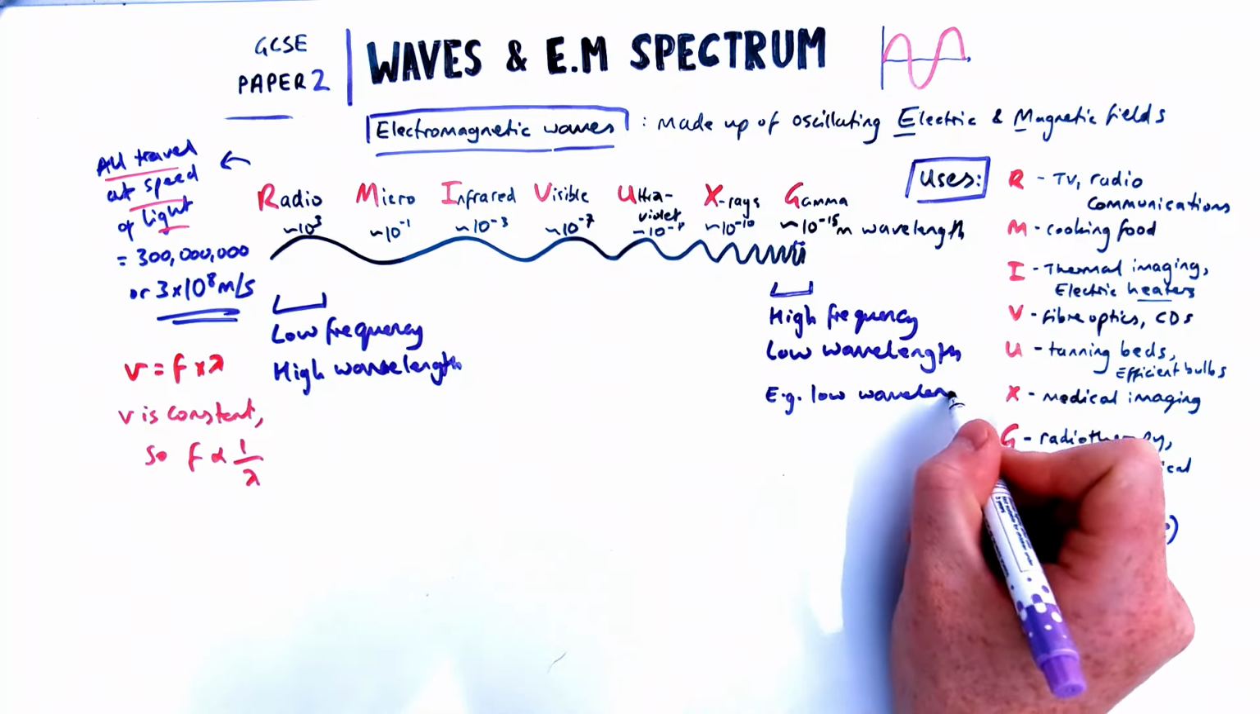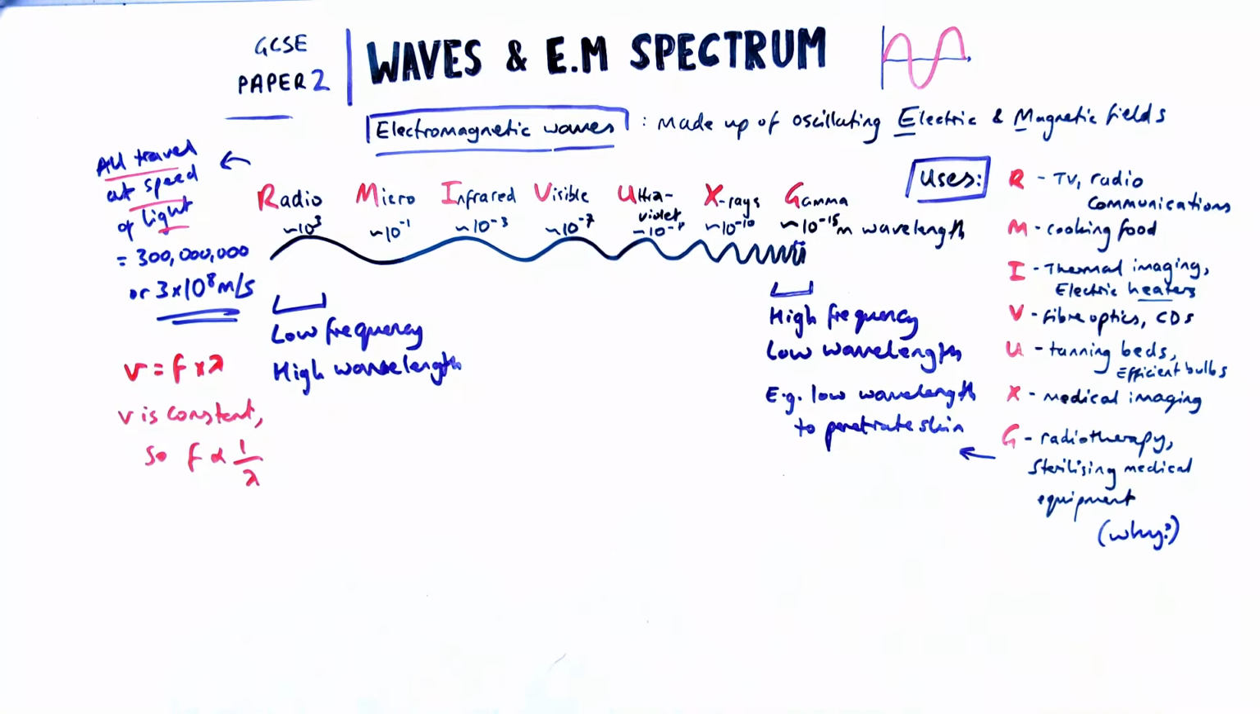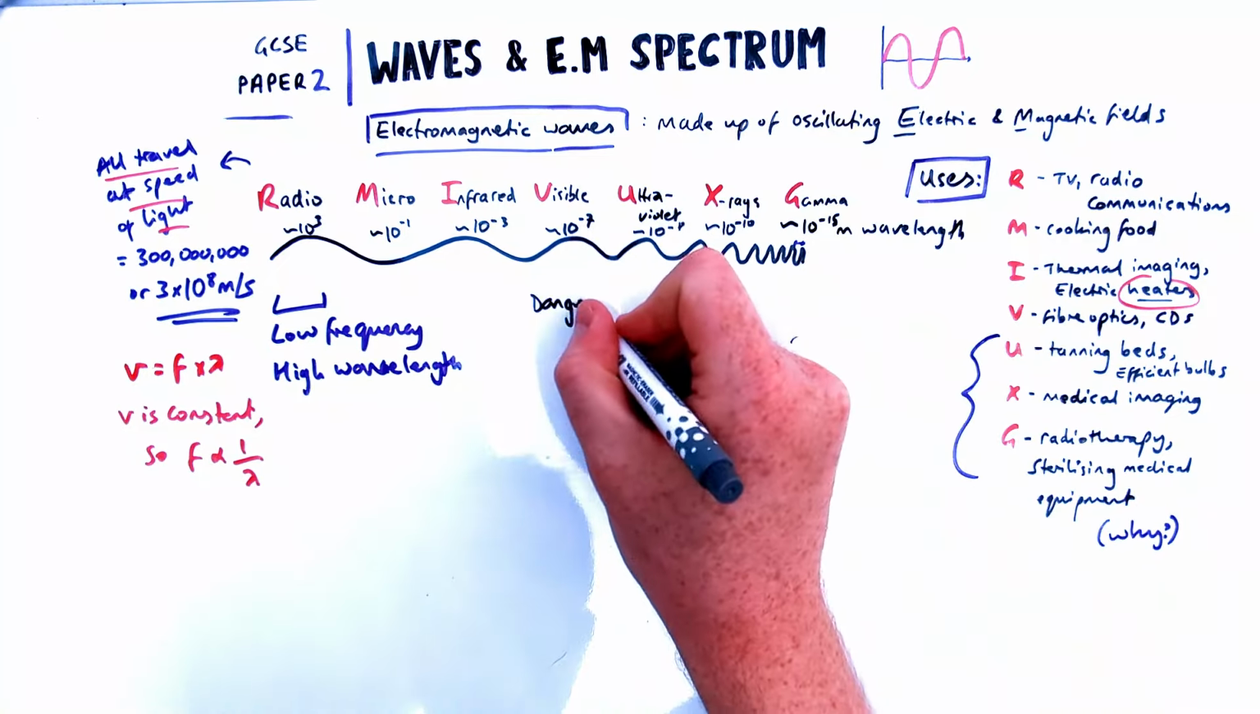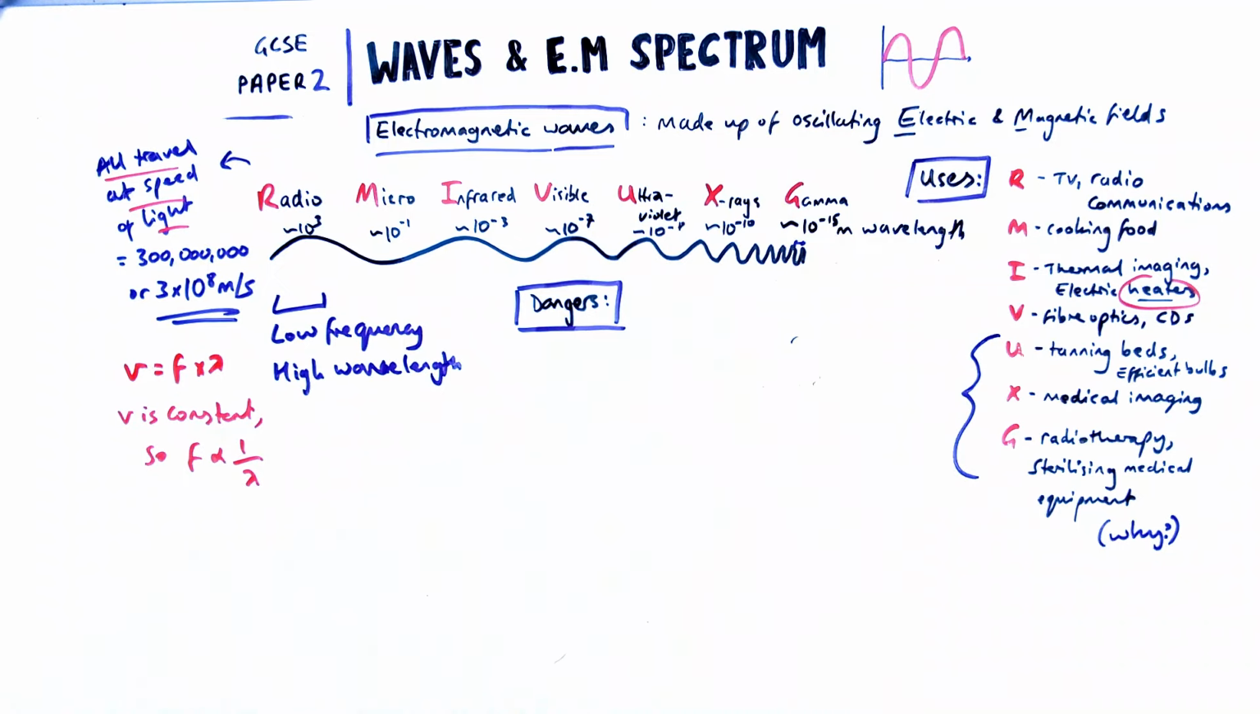Now, for example, gamma rays have a really small wavelength, which is smaller than the gap between cells and atoms usually as well, so it allows them to penetrate inside the body. Some parts of the electromagnetic spectrum can be dangerous.